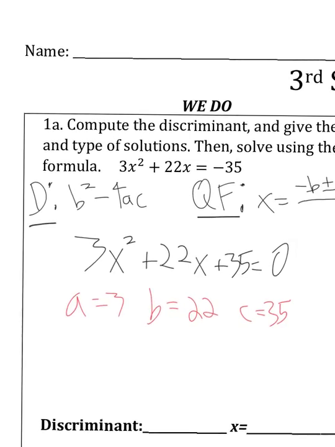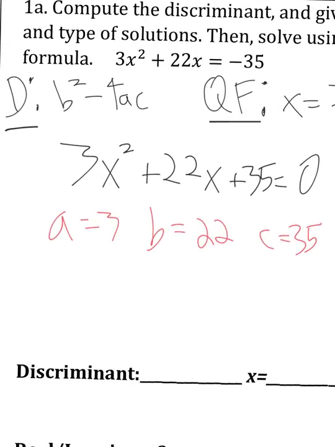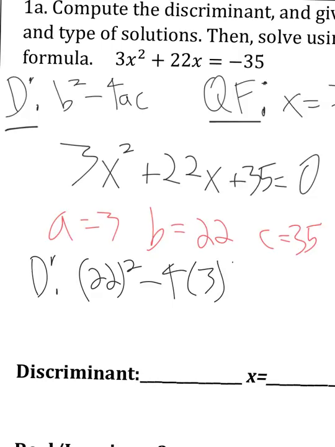Alright, so now just for the discriminant, we'll plug everything in. I'm going to write D is b squared, so 22 squared, minus 4 times a, which is 3, times c, which is 35. That's going to equal 64. So my discriminant is 64.